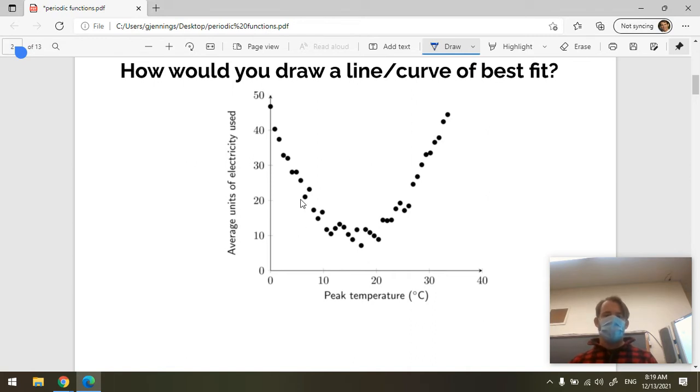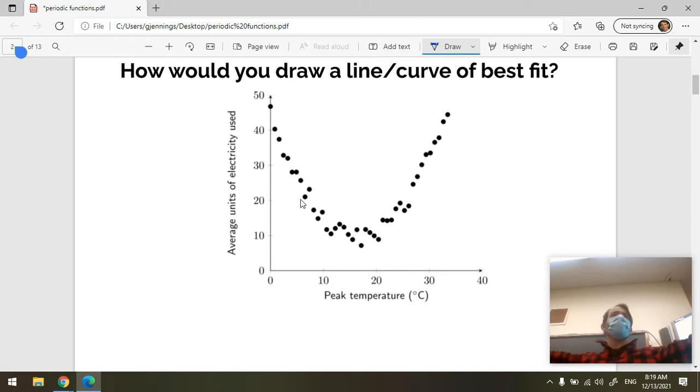If we wanted to create a curve of best fit, here you have a measurement of temperature and then the amount of electricity used to maintain that temperature. This should make intuitive sense. If the temperature that we're trying to maintain inside is close to the ambient temperature outside, it will take less energy. If we're trying to cool things down or we're trying to heat things up, it's going to take progressively more energy on either side.